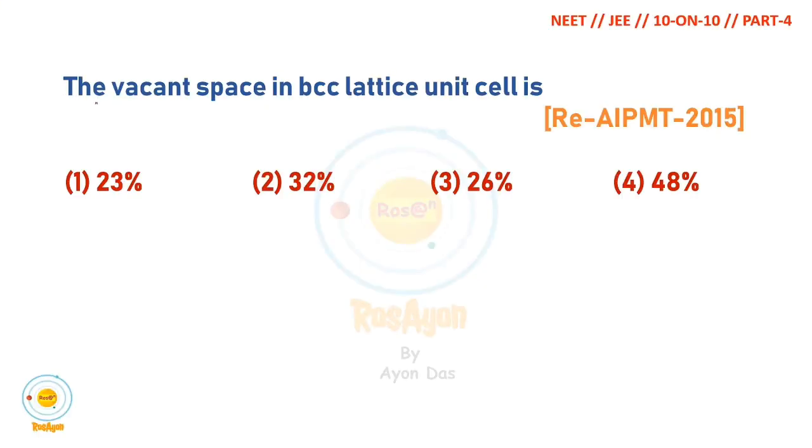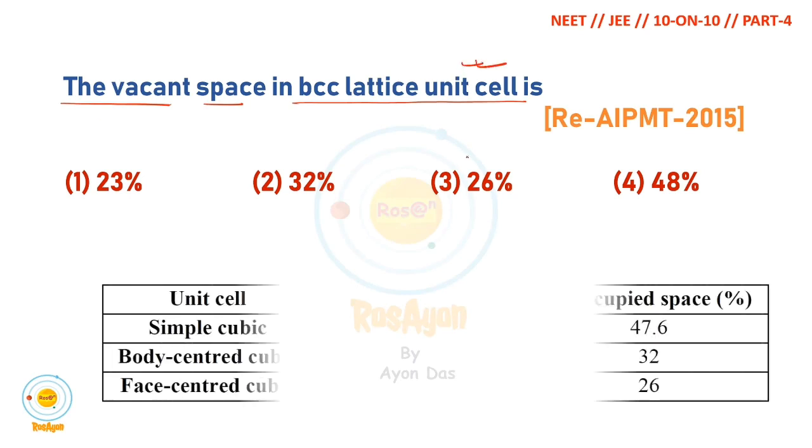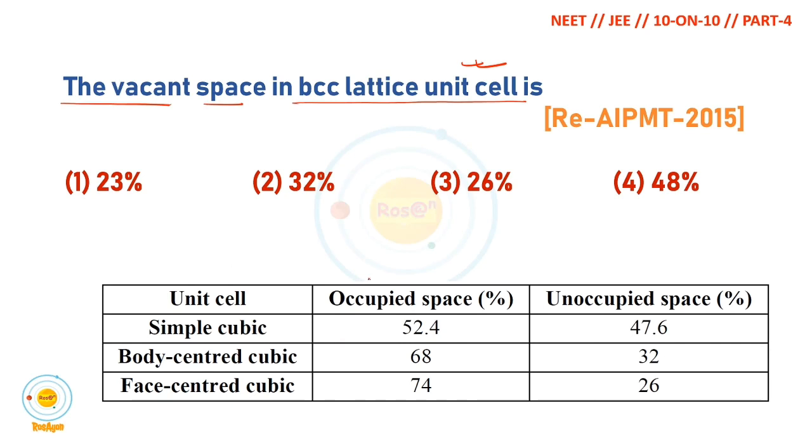See the first question. The vacant space in BCC lattice unit cell. Very important, repeated and also a confusing question. How will you remember the vacant space or the occupied space for the various types of unit cell? See the table. Here the occupied space and the unoccupied space for various types of unit cell are given. But the question is, how will you remember this table?